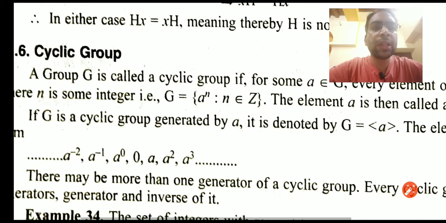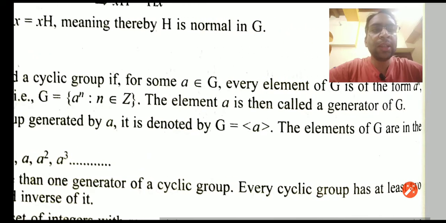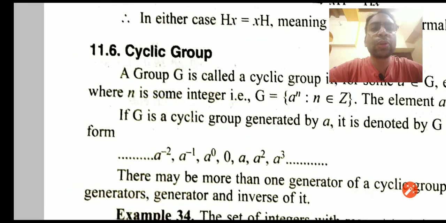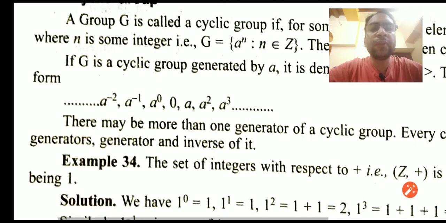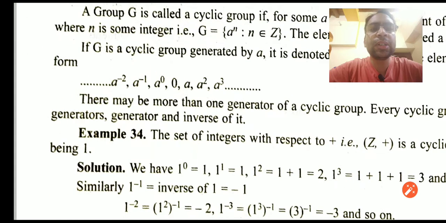Now if it is a cyclic group and all the other elements of the group are generated with the help of some element a, then a inverse will also be a generator of that particular cyclic group. There can be more than one generator in a cyclic group. Now let's see some examples.